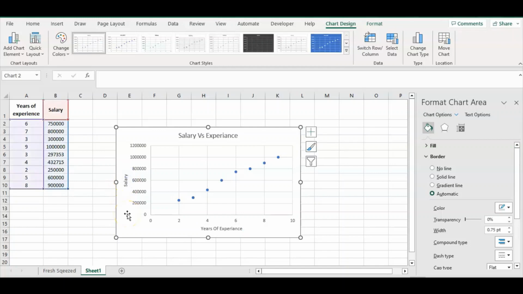From this chart, we can easily say that there is a positive relationship between years of experience and salary, which means as the years of experience increases, the salary of a person also increases.